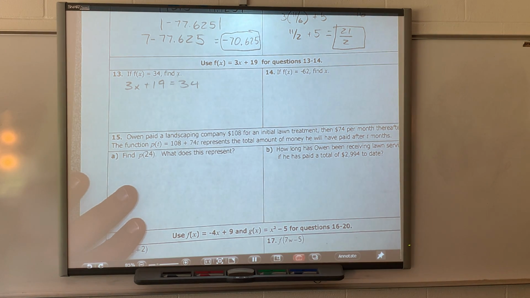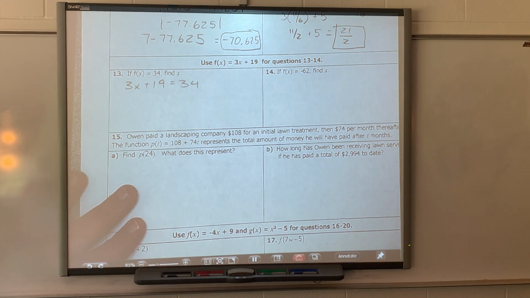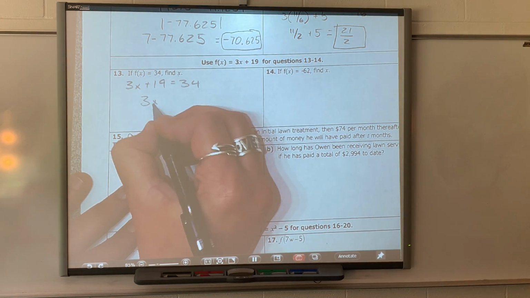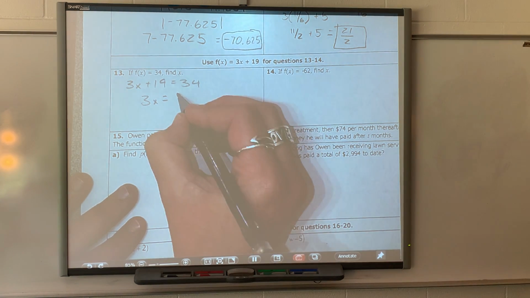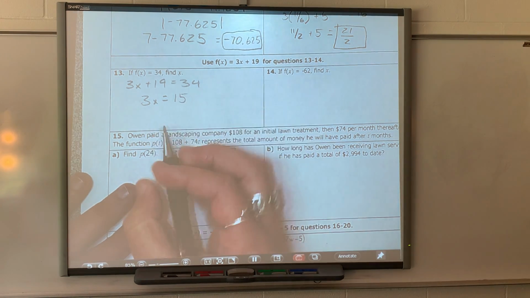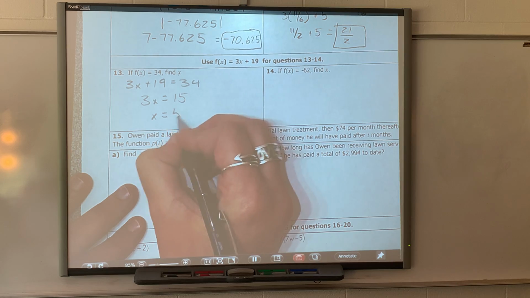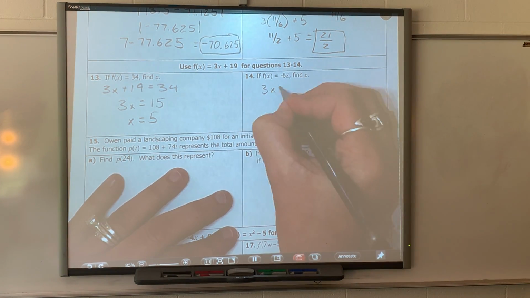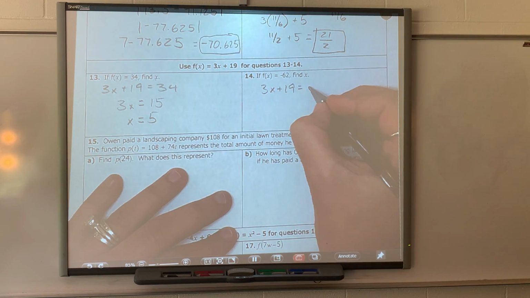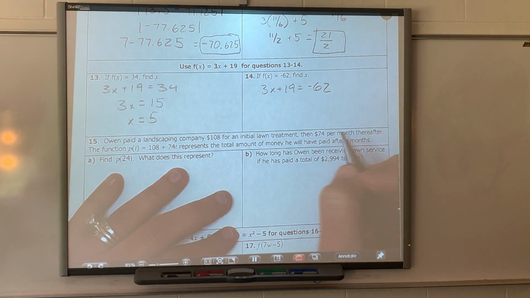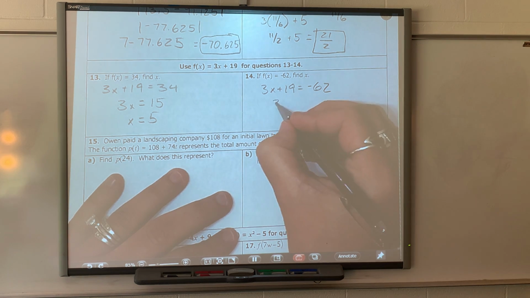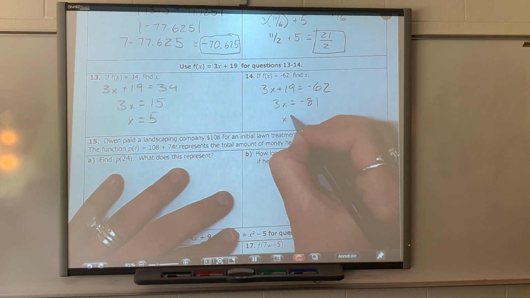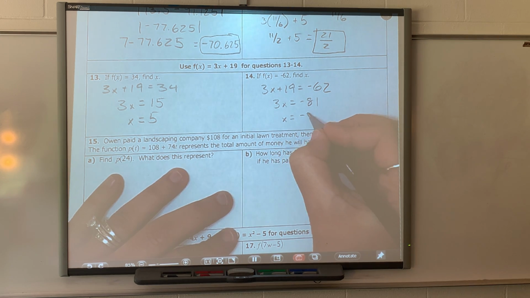Oh, okay, so these aren't bad. Yeah, these are super easy. So the first thing I need to do is what? Yeah, subtract 19. So when I subtract 19, I get 3x is equal to 15. So therefore x is equal to 5. Okay, over here, I've got the same situation. 3x plus 19 is equal to negative 62. So then I subtract 19 and I get 3x is equal to negative 81. So x is then equal to negative 27.